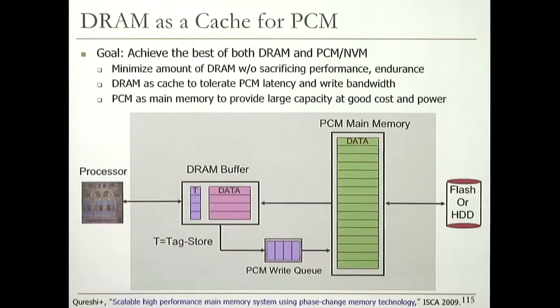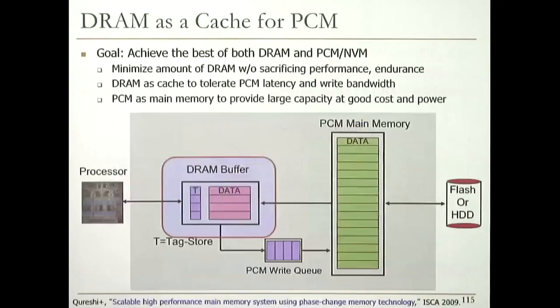So to be able to do that, we want to really efficiently utilize this DRAM as a cache to tolerate the latency we have to PCM and also get good write bandwidth. So one of the other issues in PCM is write bandwidth is low. So if you have a DRAM buffer over here, you actually eliminate that write bandwidth issue in addition to endurance problems and the latency problem. And PCM is provided as main memory so that you can have large capacity at good cost and power. So we're going to assume that you can design the DRAM with some tag store. And of course, there needs to be a write queue as well, because it takes really long to access that phase change memory. So this is one design.